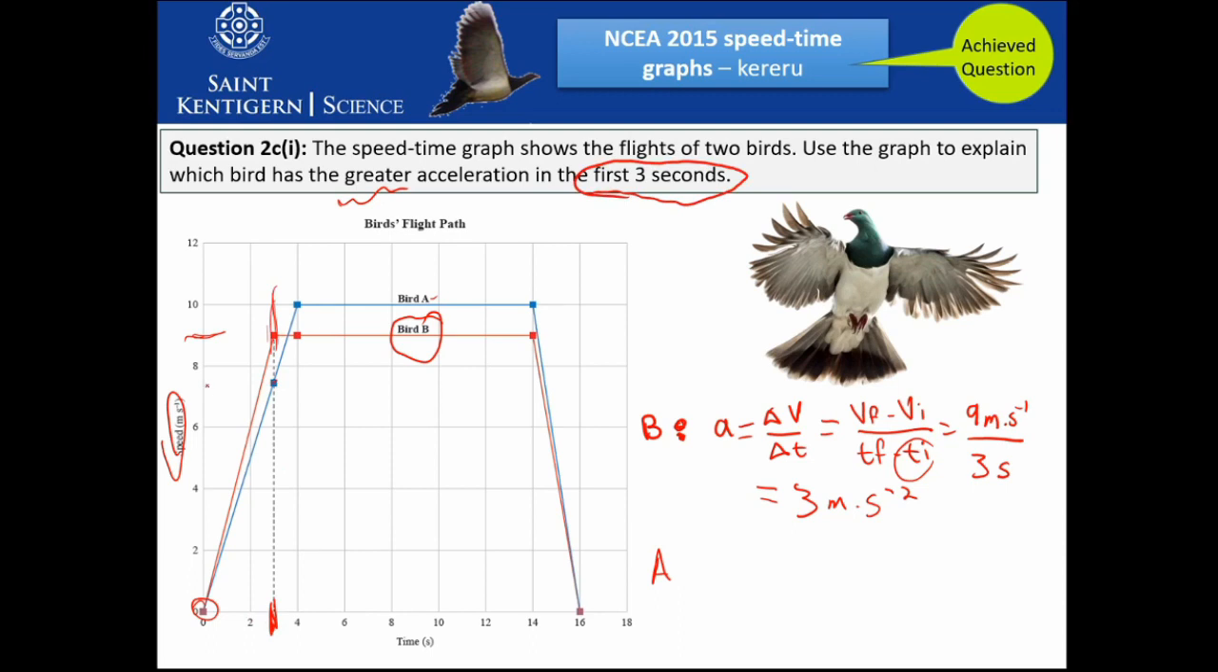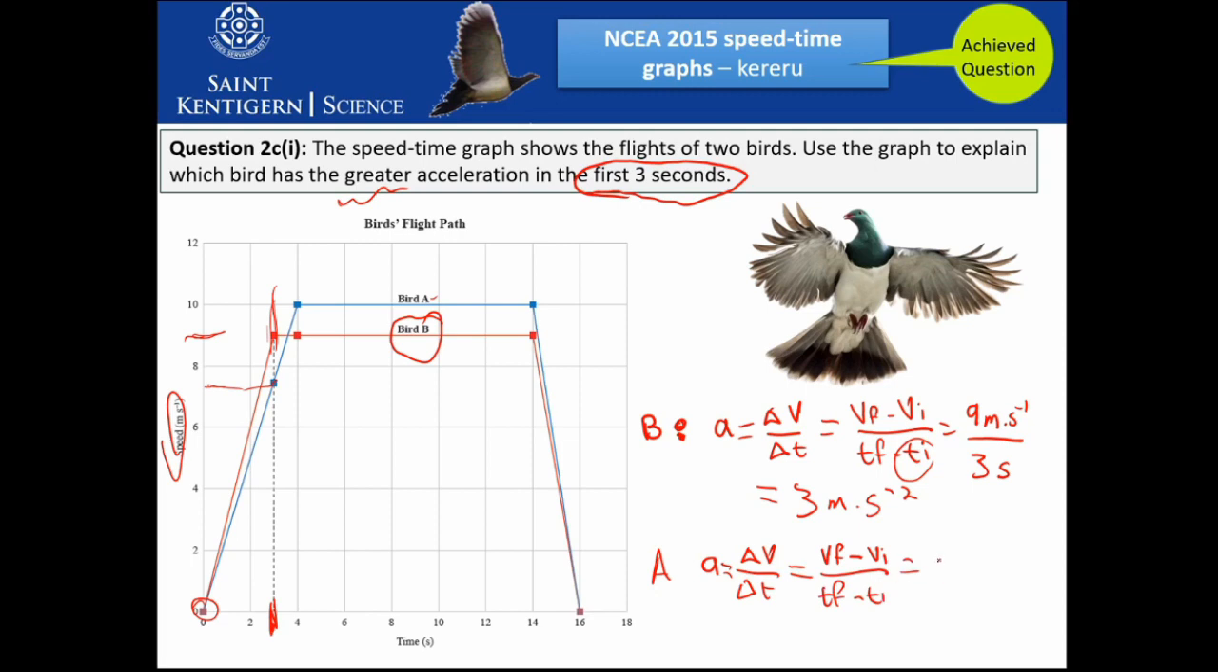It actually went to, that's probably about 7.5-ish. So bird A's acceleration is change in velocity over change in time, which means velocity final minus velocity initial divided by time final minus time initial, which gives us, both of the initials are zeros.